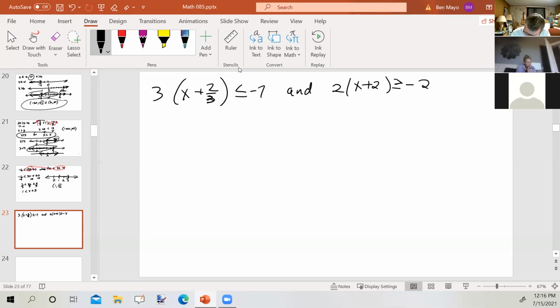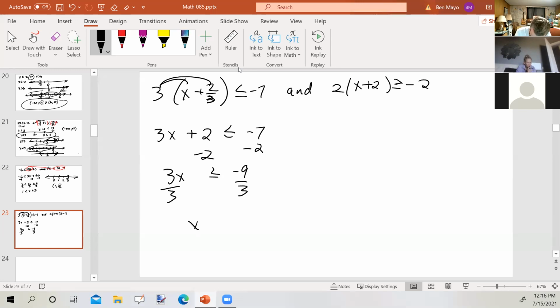On the left side, to solve that first inequality, I'm going to distribute. 3 times x is 3x. 3 times 2/3 would be 6/3 or just 2. So we get that. Then I'm going to subtract 2 from both sides. 3x less than or equal to -9.